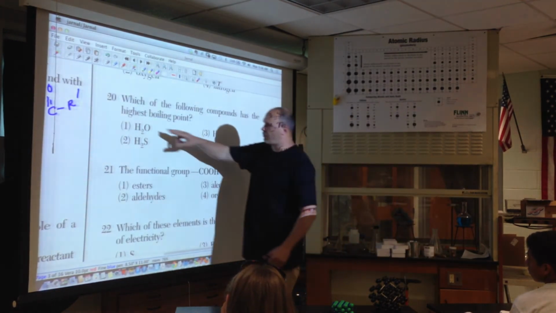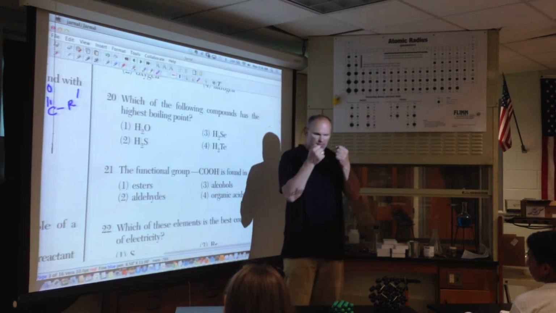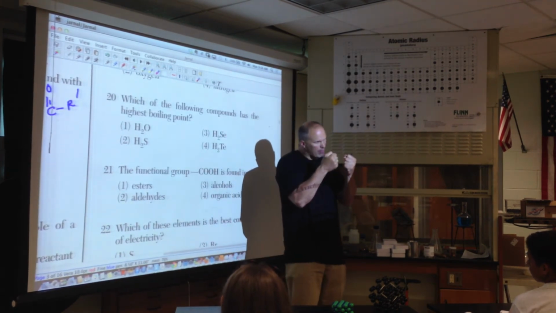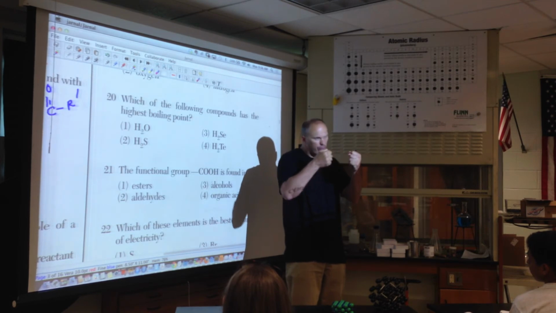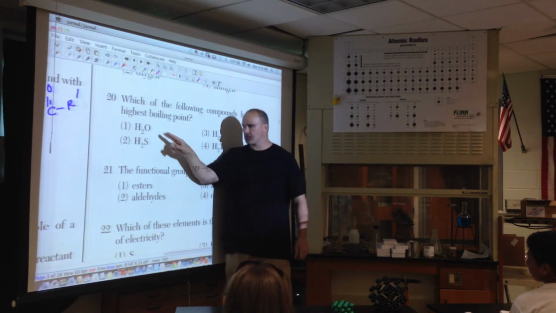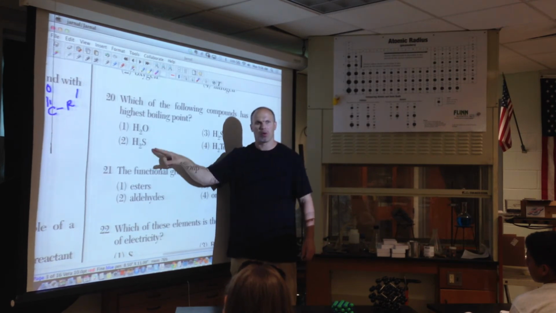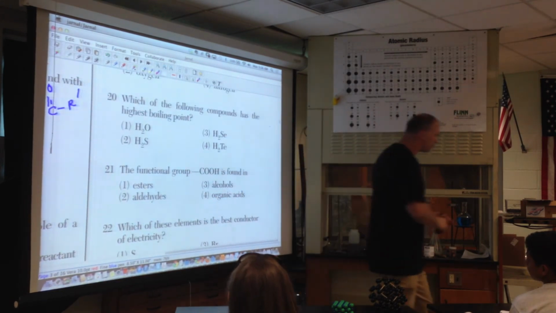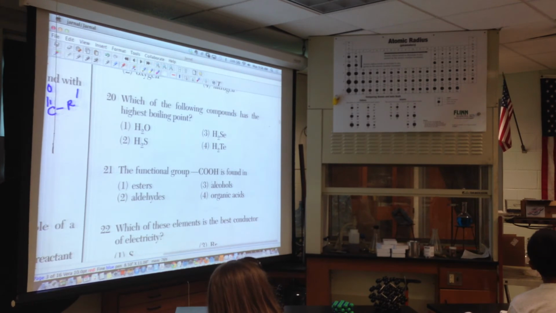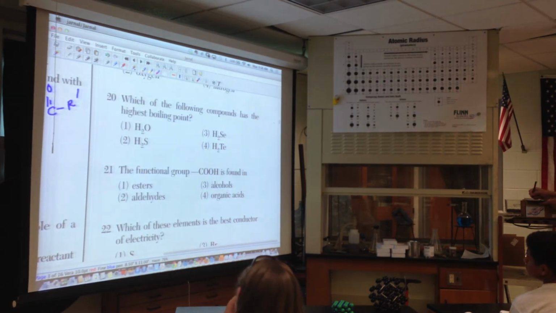What they're after here is this concept: what kind of attractive forces? When something boils, that means the molecules are separating from each other. They're overcoming these attractive forces. What kind of attractive forces do you think these guys basically have? They're polar, and they have an H. They have H bonding.